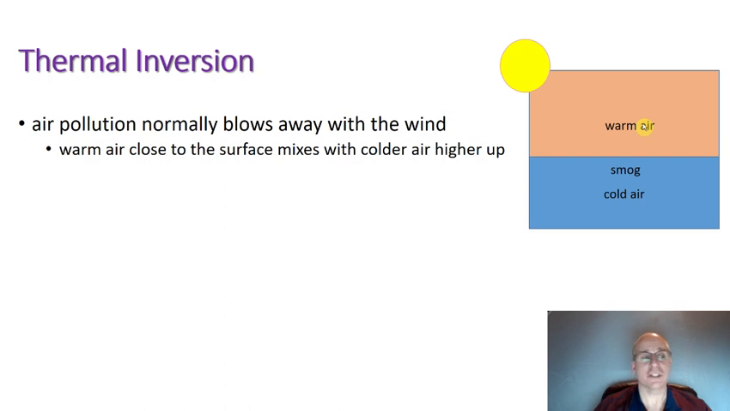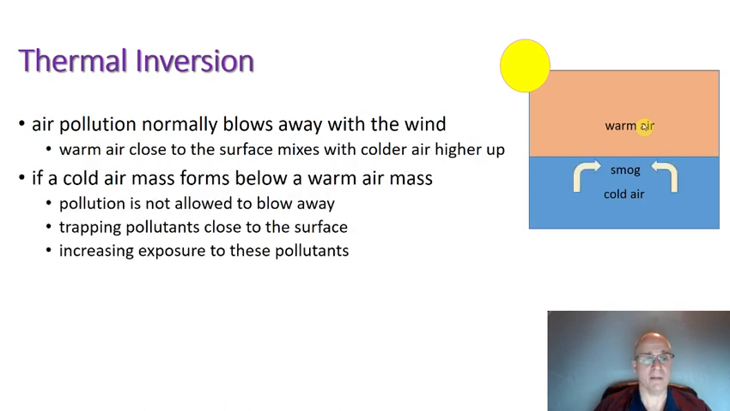However, a thermal inversion occurs if a cold air mass is going to form below a warm air mass. And the warm air mass right here is going to act to trap the air down low, so that if smog forms, that smog isn't able to move up into the warm air mass, and the smog is going to accumulate here closer to the Earth. And when that smog is full of dangerous stuff, it's trapping that dangerous stuff close to the Earth and causing problems for people.